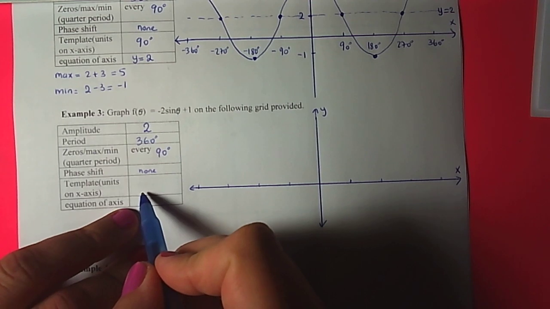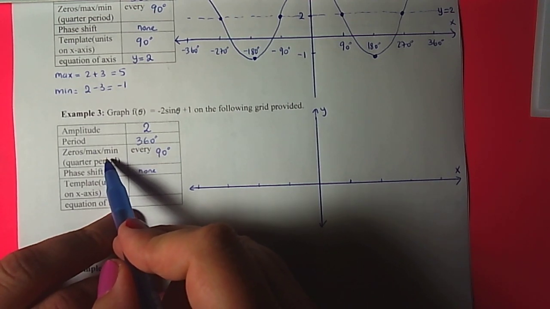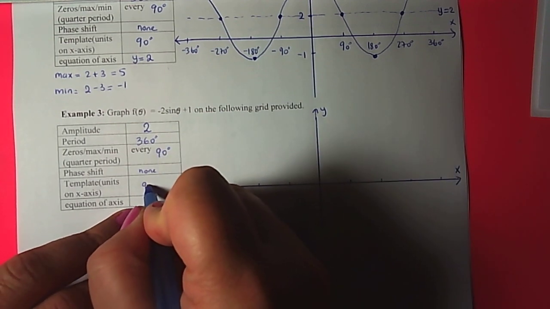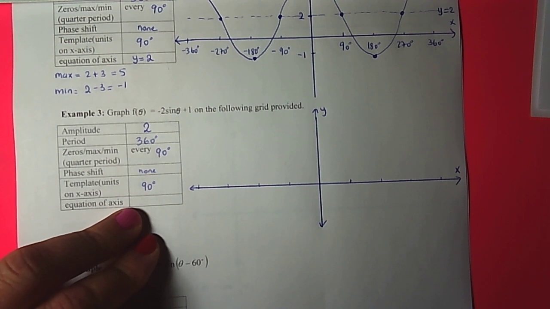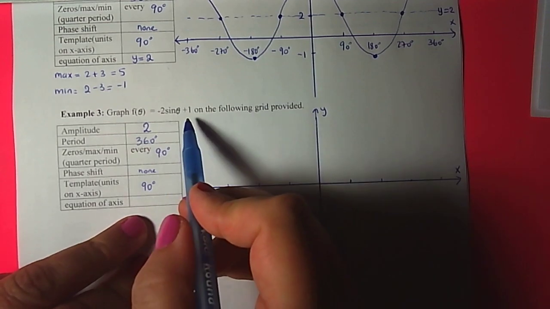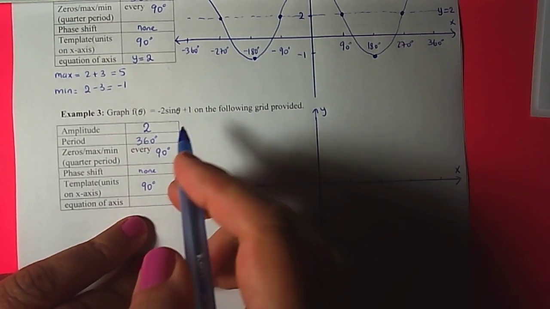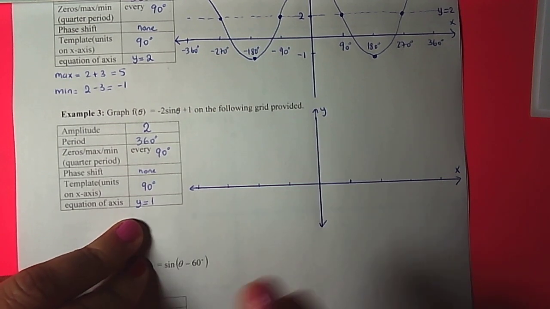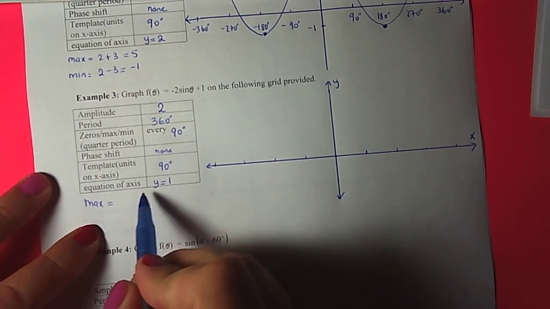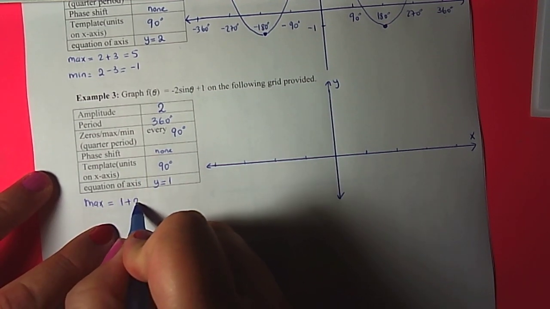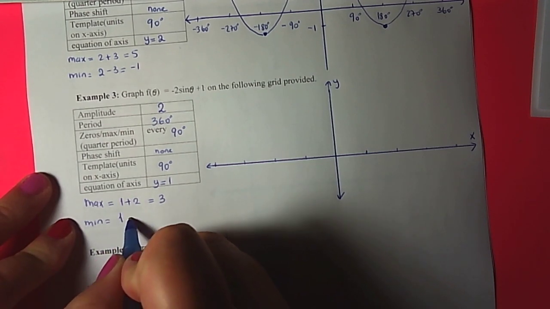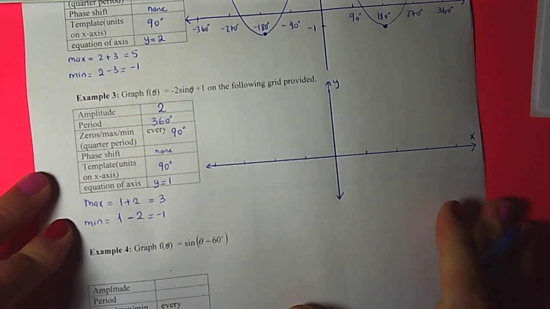Template, greatest common factor between quarter periods and the phase shift. So in this case, there is no phase shift. Again, we can use the quarter periods as template. Finally, equation of axis. So C value is 1. So y equals 1 is the equation of axis. So let's calculate the maximum and minimum. Maximum, equation of axis plus the amplitude, 3. Minimum, equation of axis minus the amplitude, negative 1.